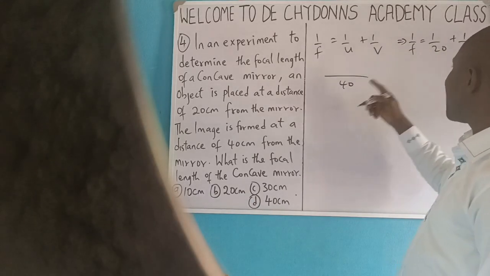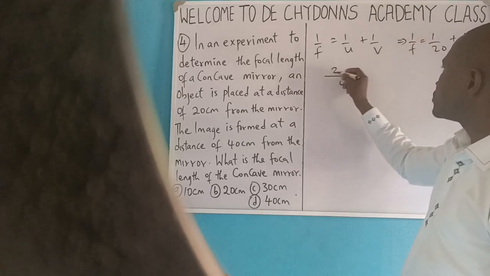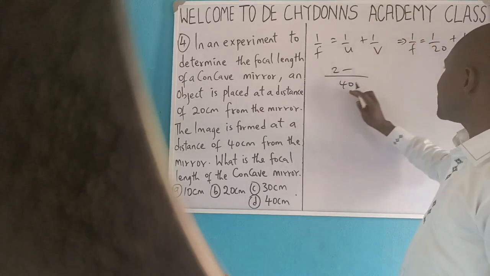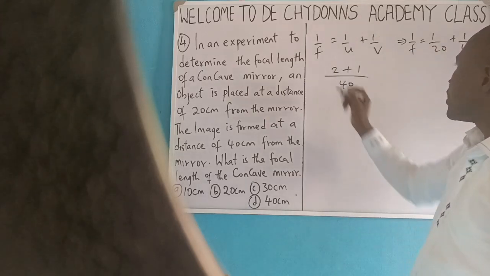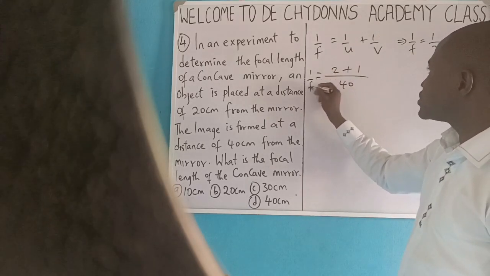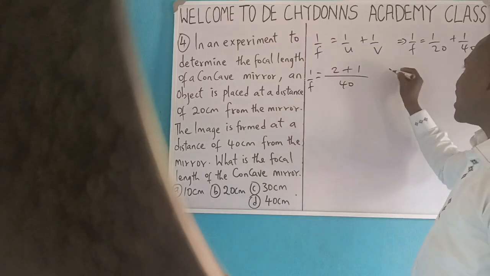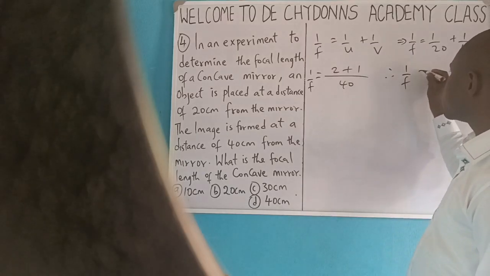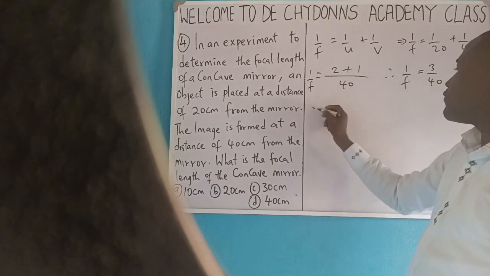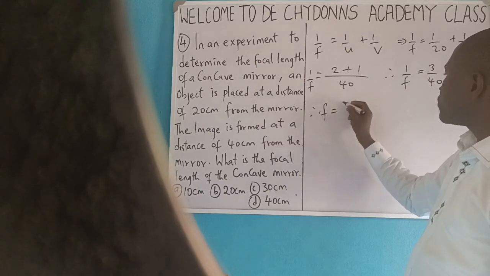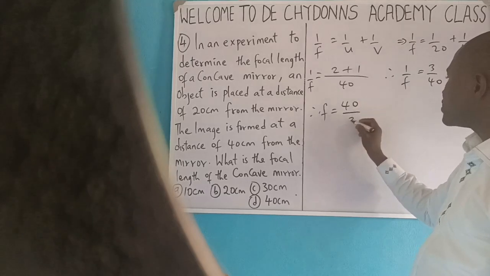40. 20 divided into 40, 2 times 1. This divided into this, 1 times 1, equals 1 over f. Therefore, 1 over f is equal to 3 over 40. Can we get our f? f will be equal to 40 over 3.